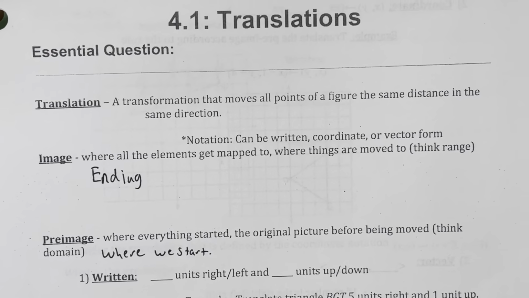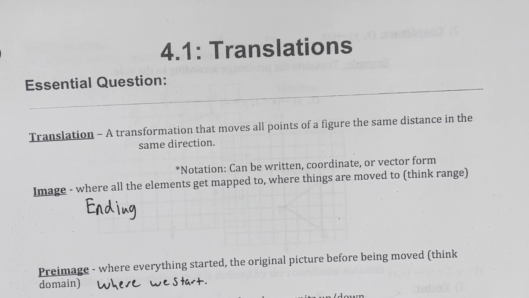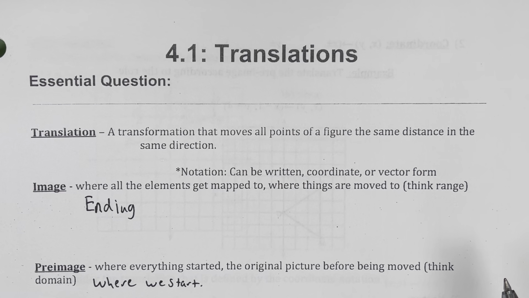All right, Mr. Ahmed here to start up Chapter 4. In Chapter 4, we're going to work with transformations, and the first one's going to be a translation. Translation moves all the points of a figure the same distance in the same direction, so we're going to take something and slide it. You could slide it left, right, up, down, or diagonally.